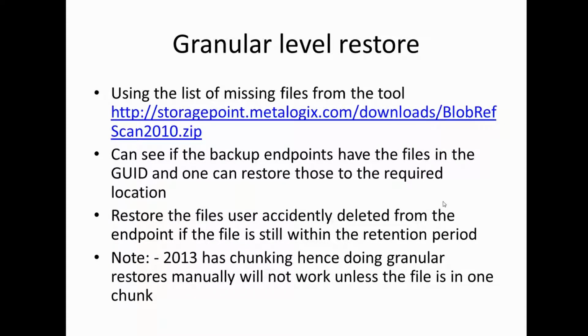So you can do the restore by using a list of the missing files. There are 2 files that are created. The one file with the underscore error will give you the blobs and everything that are missing, and you can see if the backup endpoints have the files in the GUID and basically restore them. If it's still within the retention period, you can just restore that. Now, I mentioned that 2013 has chunking, and hence doing granular restores manually will not work unless the file is in one chunk.